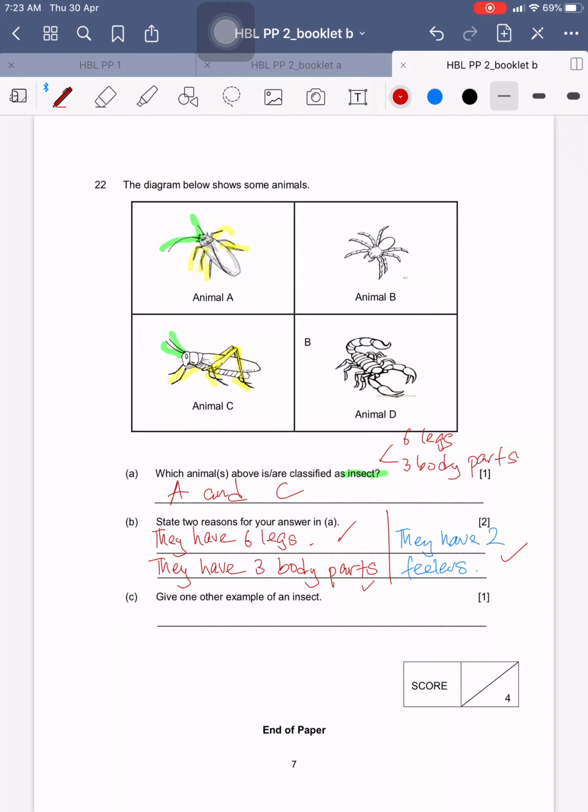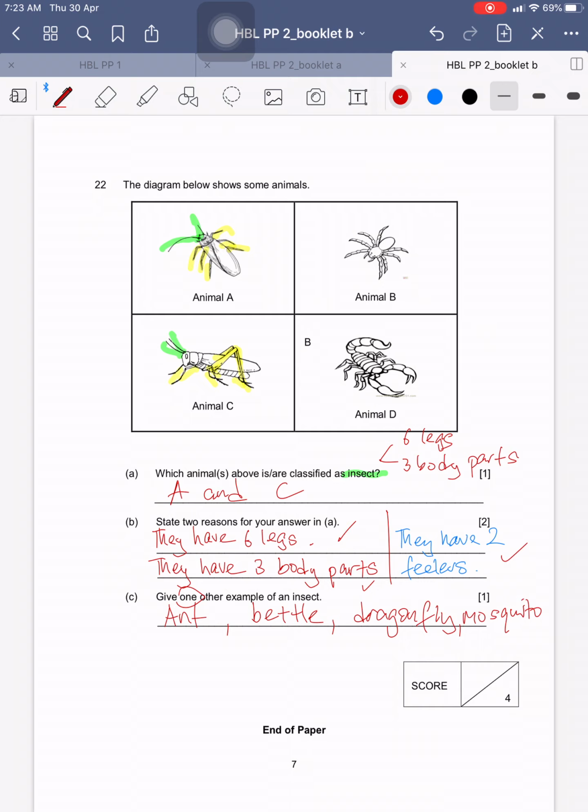Okay. Now part C, give one example of an insect. Now there are many insect answers that we can give. Just write down a few. You can have a beetle, a dragonfly, and you can even have a mosquito. Yes, mosquito is an insect. Now just give one from the 4 answers I've given here. Okay, just one will do.